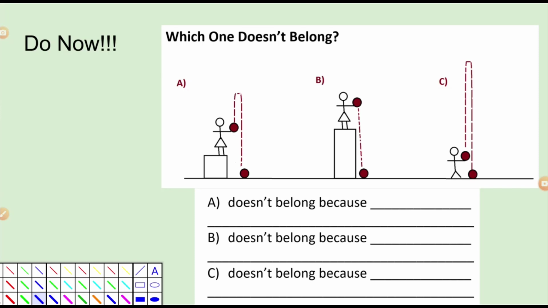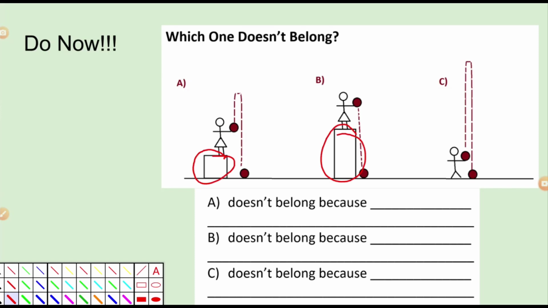So if you look at A and B, they are on some kind of platform. So we have some kind of platform here. So these two are standing on something and they're throwing the ball. But C is the only one where he's standing on the ground. Okay? So today we're going to be studying vertical motion, and it's basically this whole idea, what's going on here.